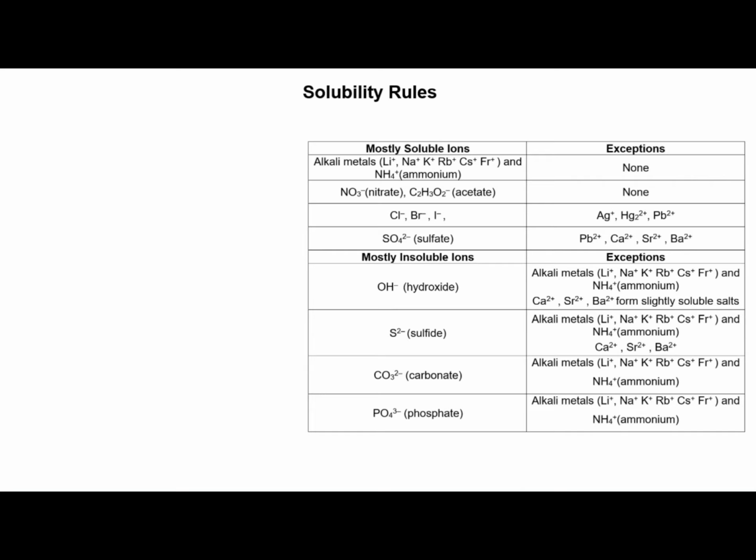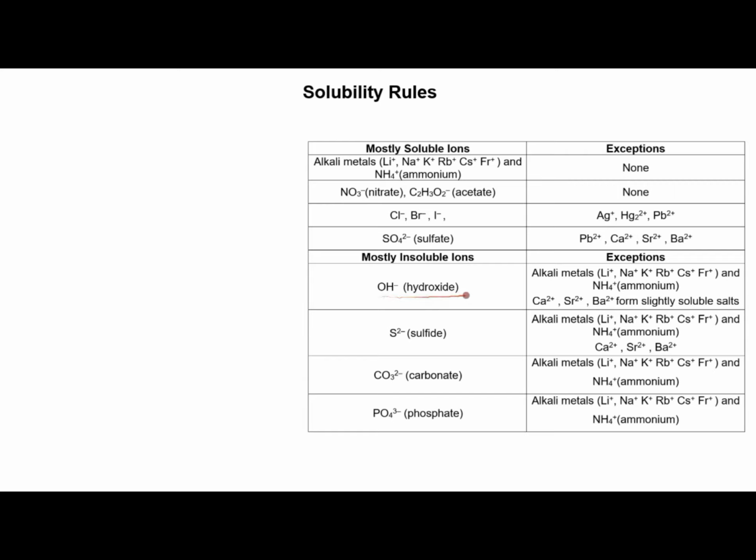So my table is split into the mostly soluble ions and the mostly insoluble ions. What is important to note are any exceptions. So chloride, bromide, and iodide have these exceptions. That means these salts are mostly soluble except when these cations are present. The reverse is true for my mostly insoluble ions.